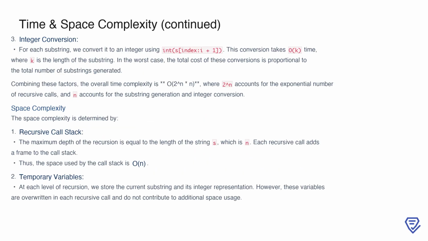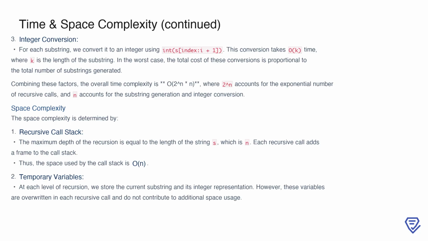Now, let's consider the integer conversion step. For each substring that we generate during backtracking, we convert it into an integer using the int function. This conversion takes time proportional to the length of the substring, denoted as k. In the worst case, we generate and convert all possible substrings, adding another factor to the overall cost.